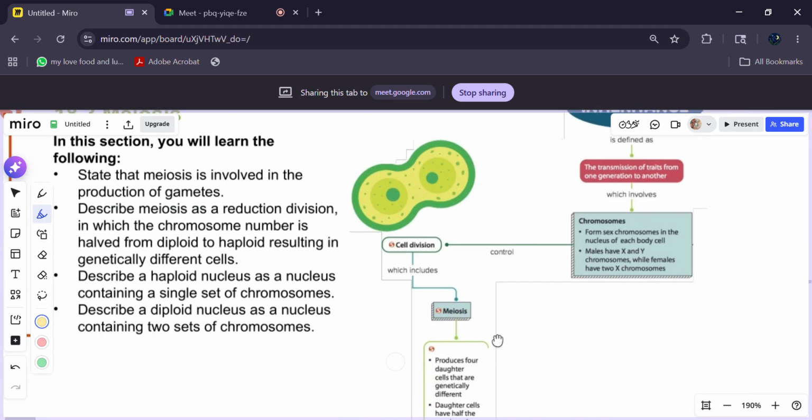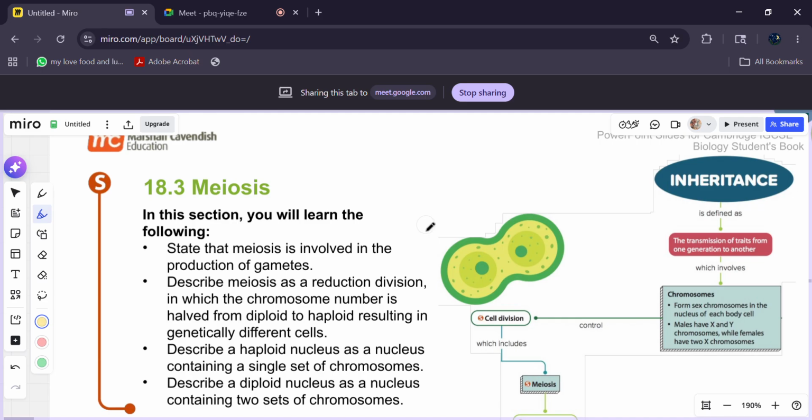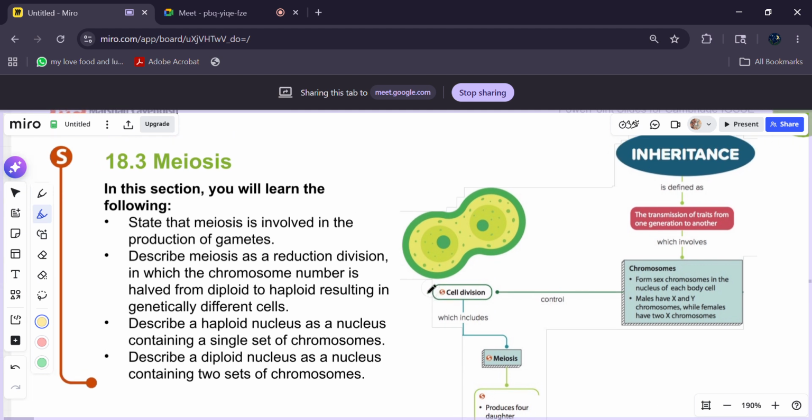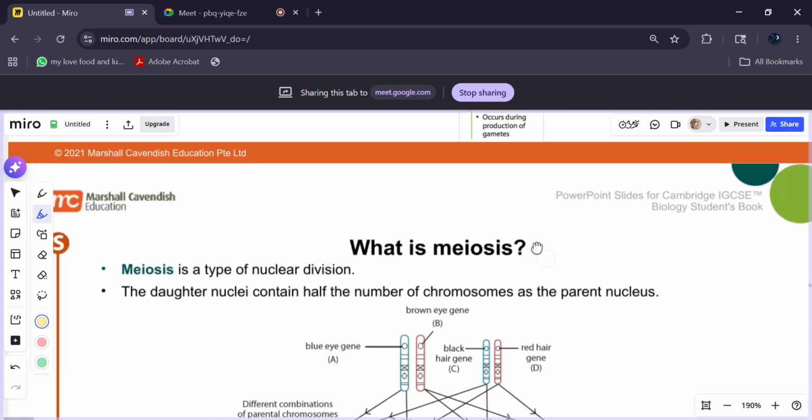So let's move on to section 18.3, which is meiosis. What is meiosis and what are we going to learn in this section? We are going to learn meiosis as a cell division and describe the haploid or diploid nucleus. So let's move on. What is meiosis?